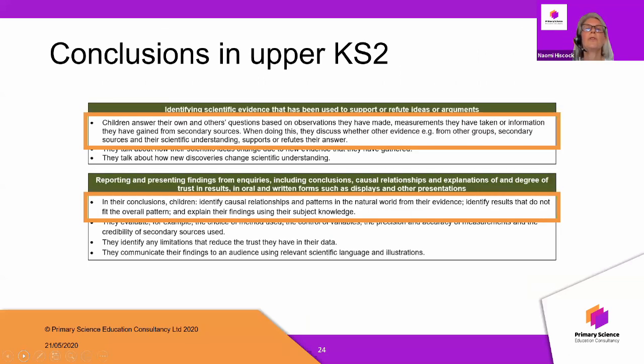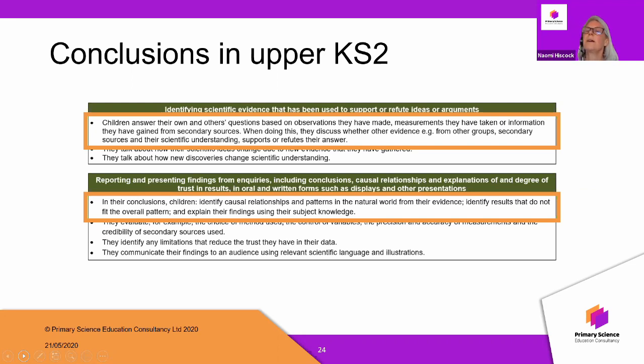So finally, let's move on to upper key stage 2 now. So here we've got a couple of statements that we'll be looking at. Using evidence to support or refute ideas. And all the way through, they're supposed to be using their evidence, with support in key stage 1 and more independently in key stage 2. So what the PLAN team feel is how we get the progression into key stage 2 is that rather than just looking at their own set of results, they'll be looking at results that other children in the class have also found, or possibly thinking about secondary sources of information and actually looking and comparing them.